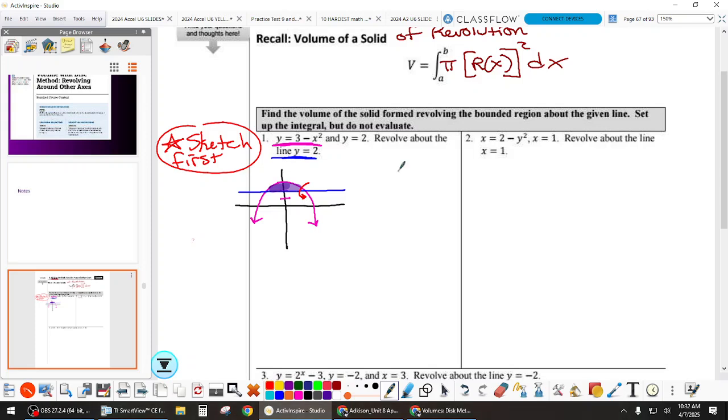I don't know if you want to sketch the rest of it. Like, I don't know. Maybe I will. Something like that, right? Once it's rotated. So same strategy. We're going to do disks.